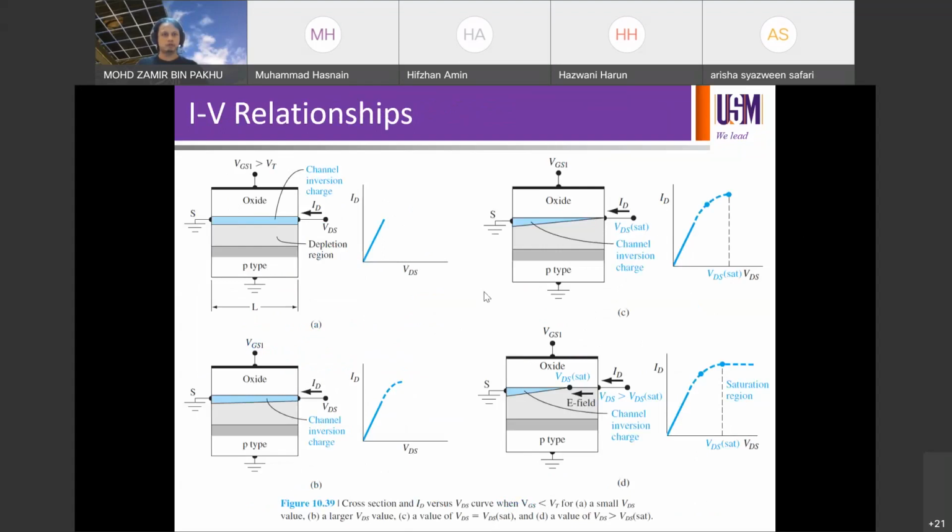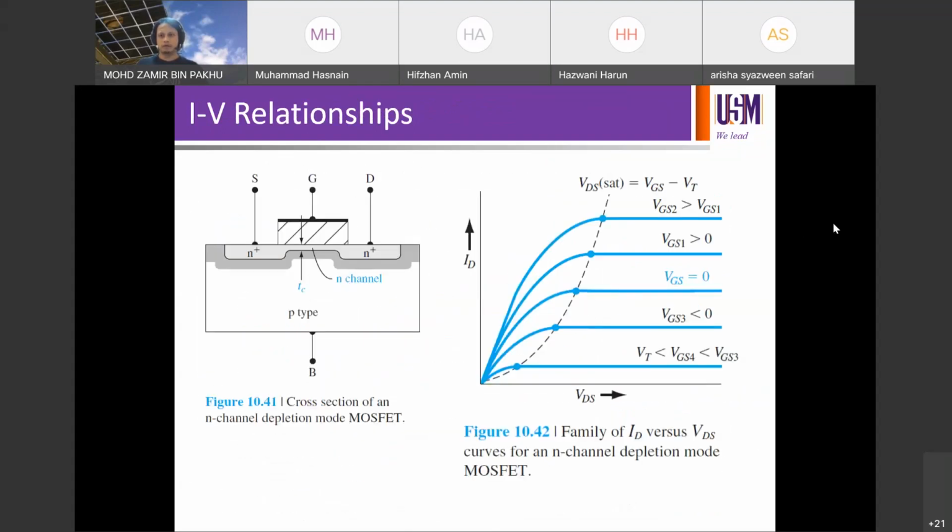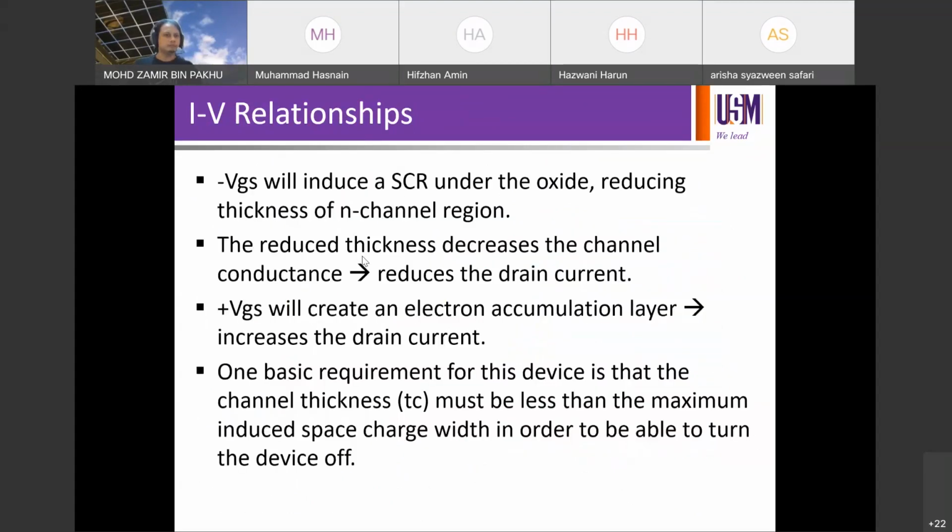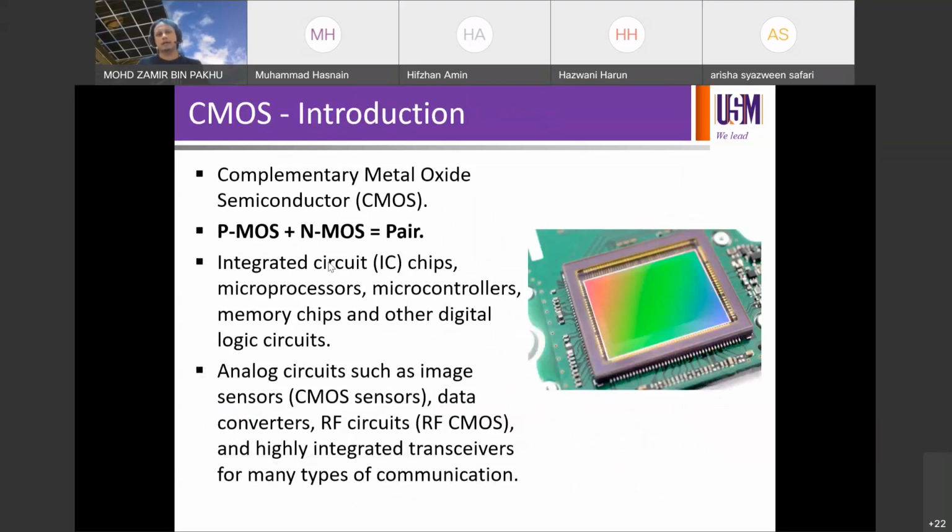So today we're going to look into the combination of MOS. We have learned about PMOS and NMOS respectively. We're going to look at the complementary metal oxide semiconductor field effect transistor, or CMOS, combining P and N. When they are combined, they are called CMOS, and they are used in integrated circuit chips, for example, microprocessors, microcontrollers, memory, and other logic circuits as well.